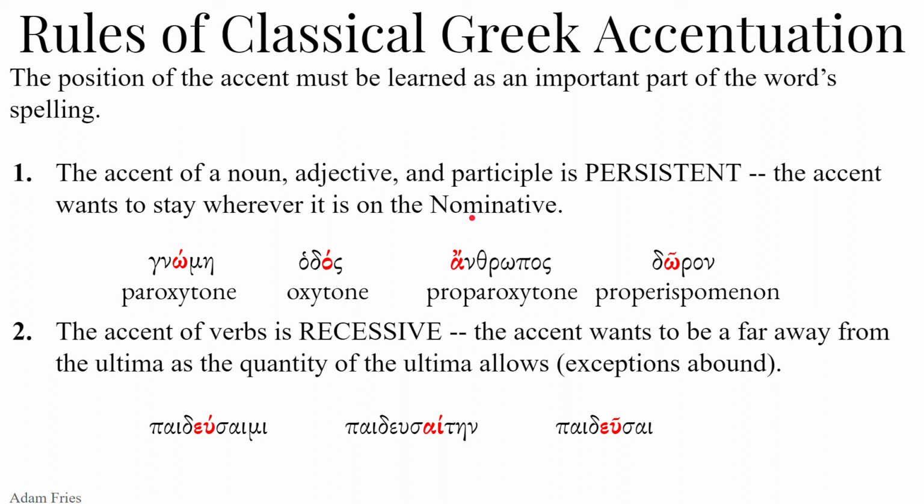Now, the accent of verbs is recessive. So the accent of nouns, adjectives, and participles is persistent. It wants to stay where it is here. The accent of verbs is recessive. So that means that the accent wants to be as far away from the ending, as far away from the ultima as the quantity, that is the length of the ultima, allows.